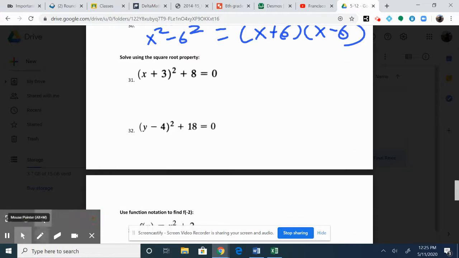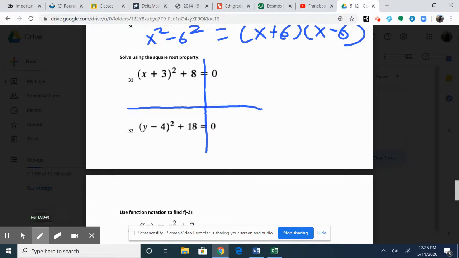All right, next we have the square root property. So we want to solve this equation. And so the first thing that we want to do is we want to leave this by itself. So we're going to subtract both sides by 8. And we have x plus 3 squared is equal to negative 8.